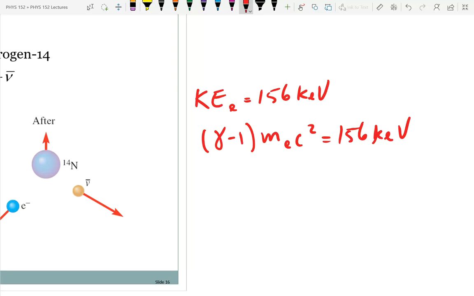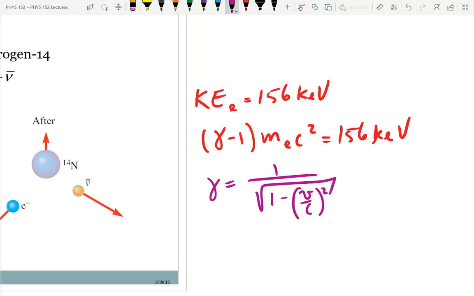Yes. That's my equation. Now I need to solve for speed. Where's speed in that equation? Not in C. C is the speed of light, not the speed of my electron. It's in gamma, because gamma is 1 over the square root of 1 minus V over C squared. So I'm going to need to first find gamma, and then from gamma find the speed.